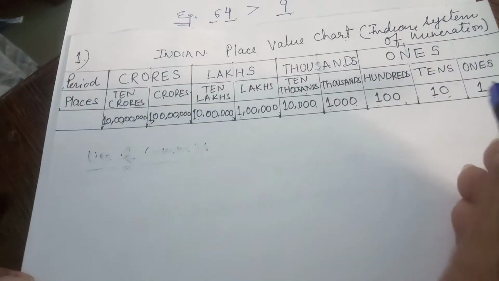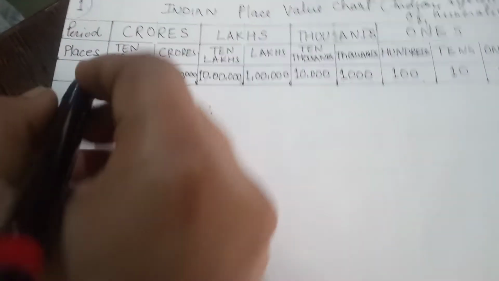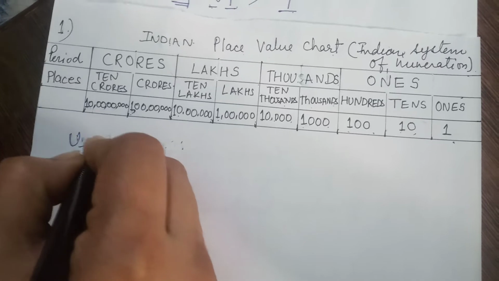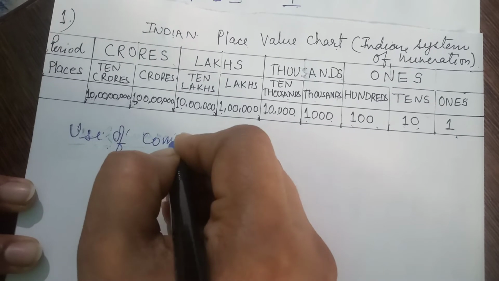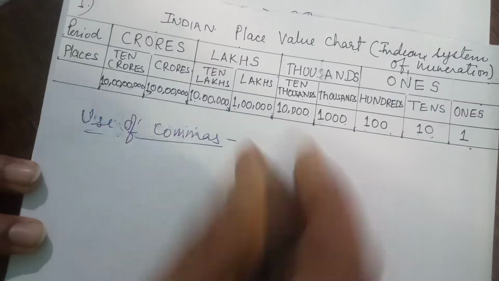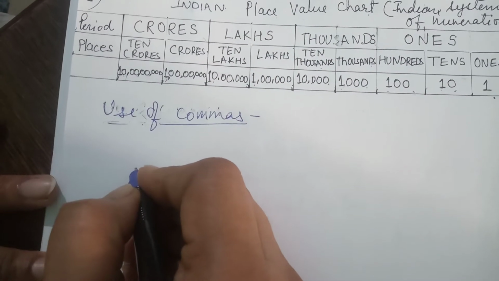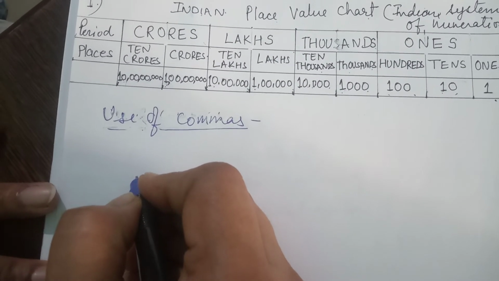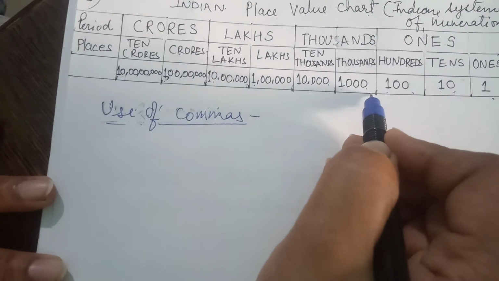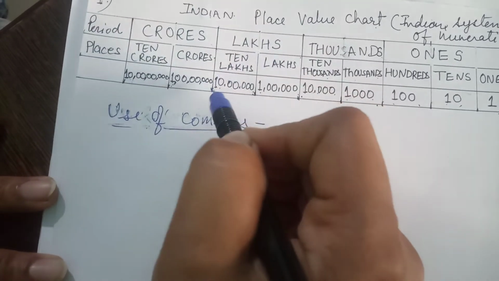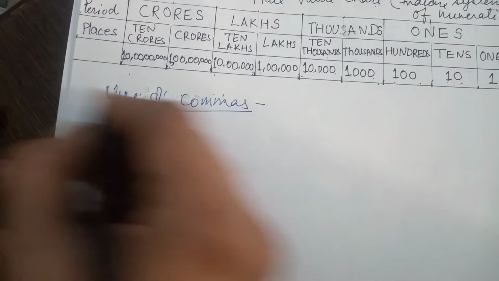Children, you should learn this place value chart. And how do we use this place value chart? We can use it for placing commas. How do we put commas in the Indian system of numeration? In the Indian system of numeration, the first comma is placed after the first period, that is after hundreds, then after the second period, after thousands, and then lakhs, and then crores. How? Take one example.